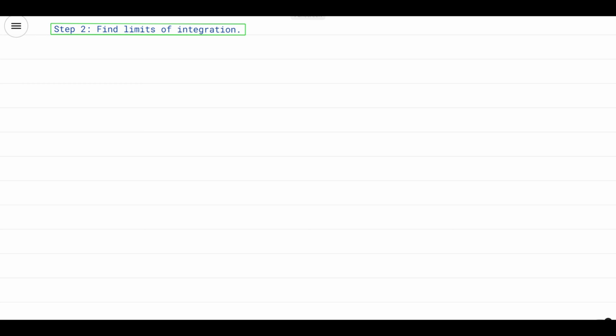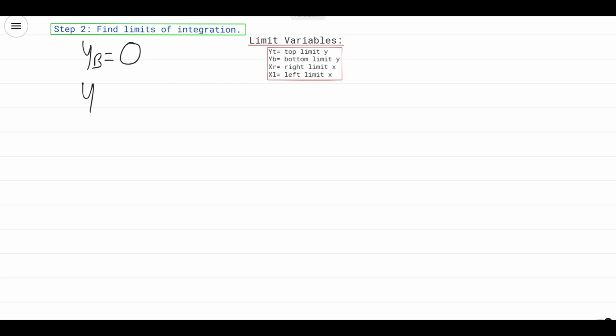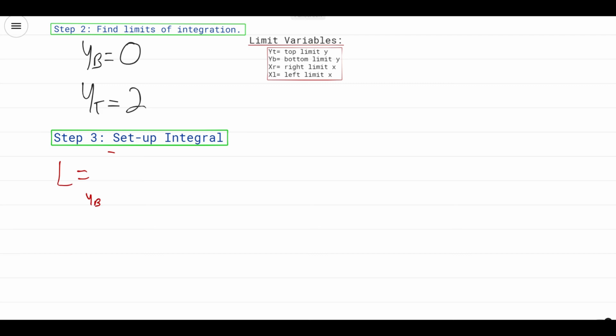And the limits of integration were already given to us in the region bounded by, again, these are the naming convention I use for my limit variables. The bottom y is equal to 0. The top y is given to us as y top is equal to 2. So for step 3, we're going to set up the integral. The integral is set up by this formula, the arc length from the bottom y to the top y of the square root of 1 plus f prime y squared dy.